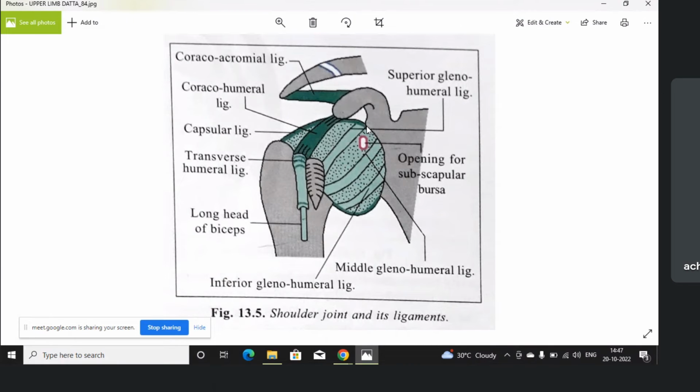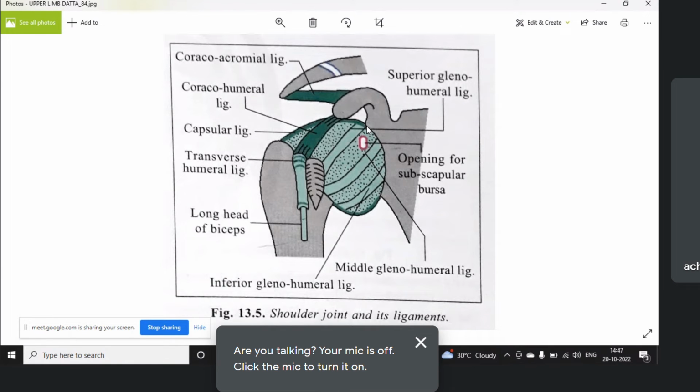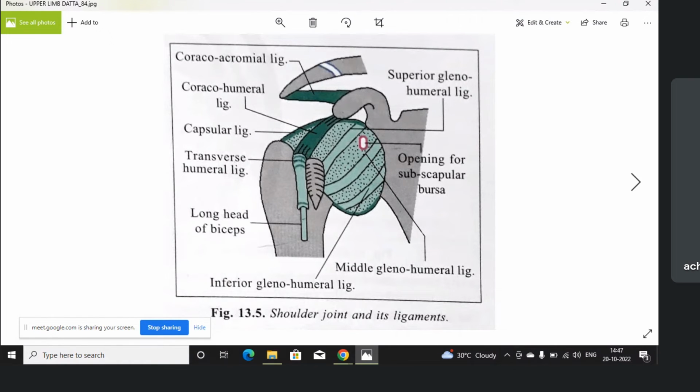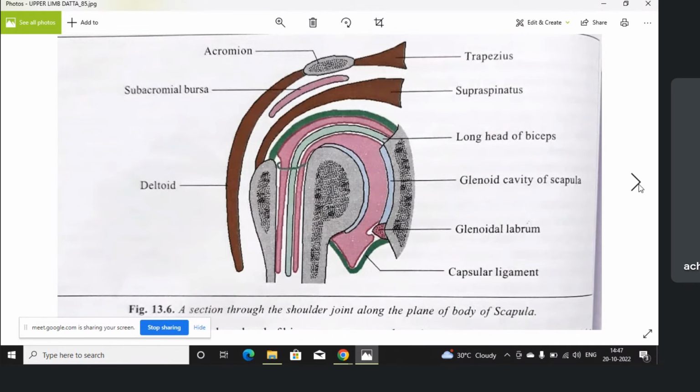Okay, next, intracapsular structure. Intracapsular means the structure present inside the capsule. In the intracapsular structure there is the presence of one structure, that is the long head of the biceps.